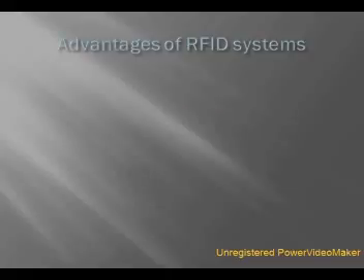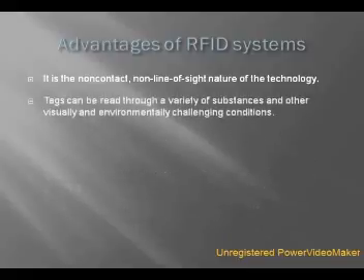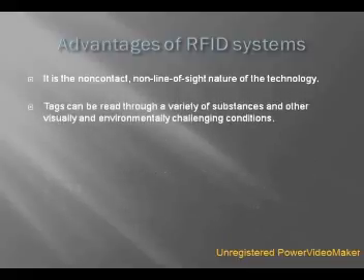At this moment, I think you can already have a fundamental concept of the RFID system and its technology. Now let us study the advantages of the RFID system. Firstly, it is the non-contact, non-line-of-sight nature of the technology. Secondly, by using an RFID system, tags can be read through a variety of materials and in other visually and environmentally challenging conditions, where barcodes or other optically read technology would be useless.